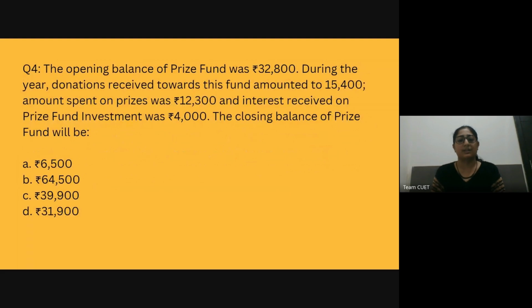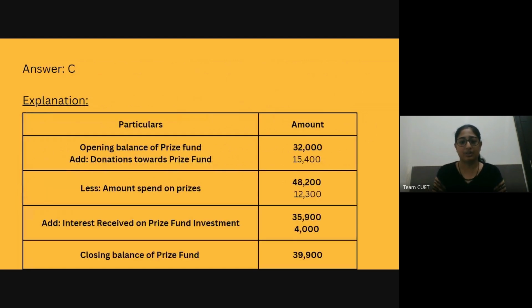Moving to the next question, that says the opening balance of prize fund was 32,800. During the year, donations received towards this fund amounted to 15,400. Amount that is spent on prizes was 12,300, and interest that was received on prize fund investment was 4,000. Now the closing balance of prize fund will be. Okay, so this is more of a practical type question, and you can for sure expect this type of question in your CUET examination. Let's see how the solution goes.